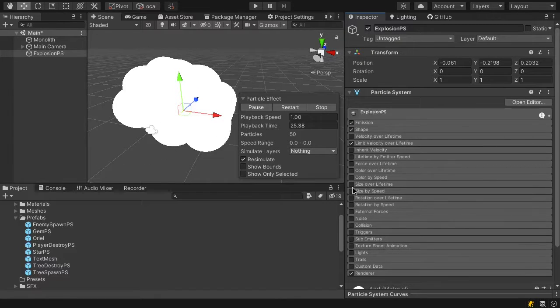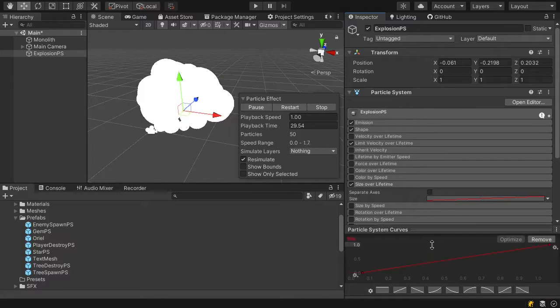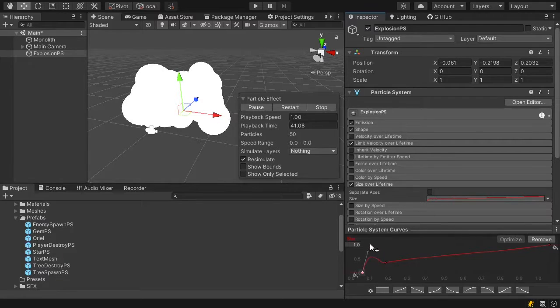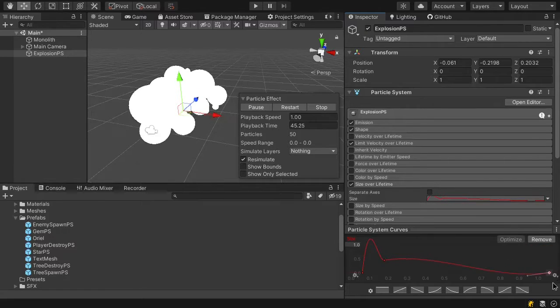Two, apply animation principles. Anticipation, overshoot, and settle.